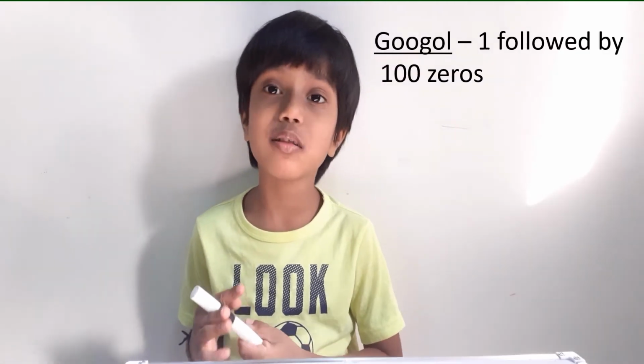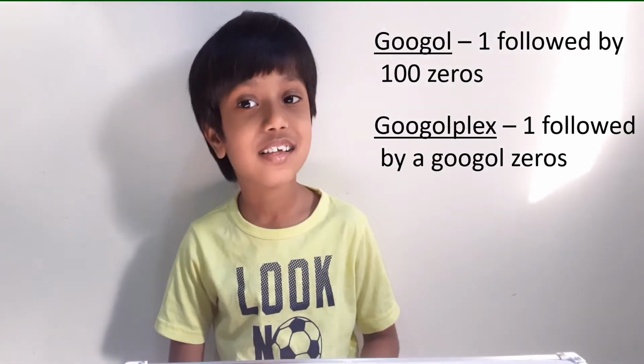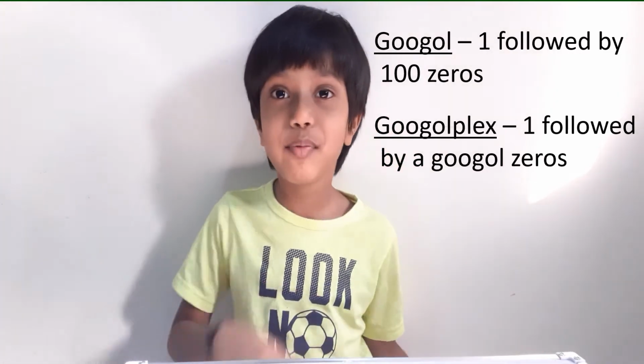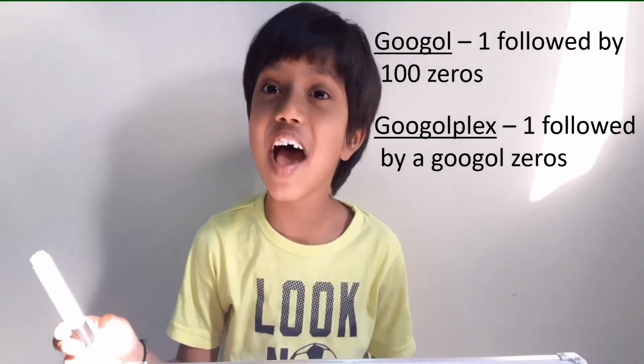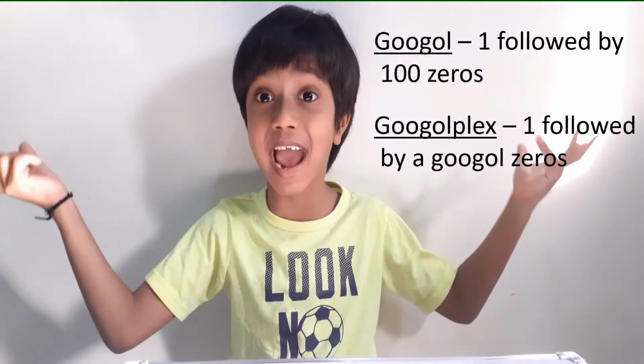Now I will tell you what is Google and Googleplex. What is a Google? A Google is a one. If you put 100 zeros after one, it will become one Google. But what is a Googleplex? It is one, but after it are Google zeros. That's impossible for a human to count.